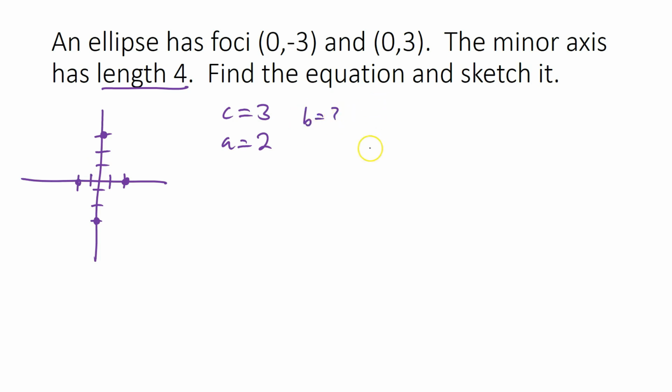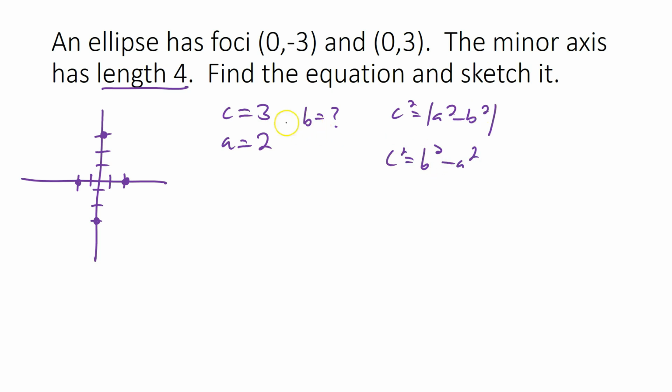I don't know what b is. This is where it becomes important to know that equation, c squared equals the absolute value of a squared minus b squared. But we have to know at this point, which one should be bigger, a or b? Well, it's a vertical ellipse because the foci are on the vertical axis, so I think b should be bigger. So in this case, c squared is going to be b squared minus a squared.